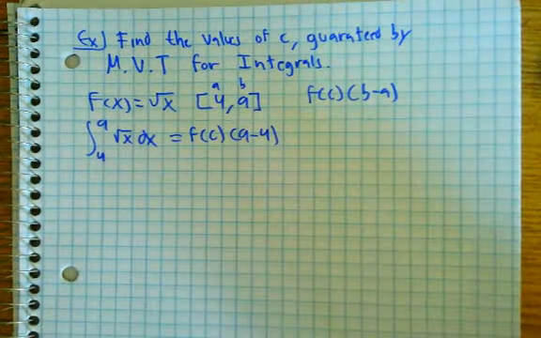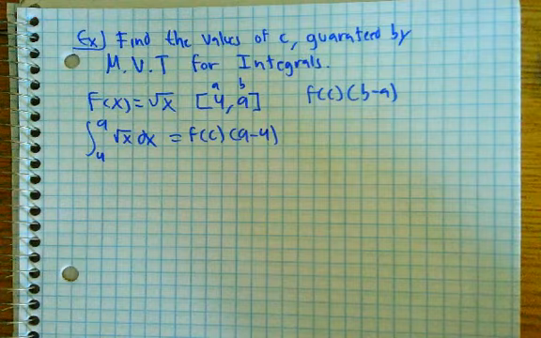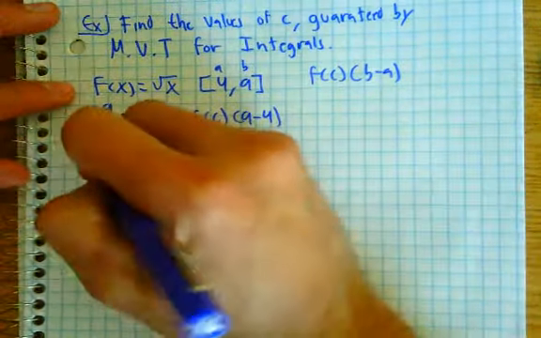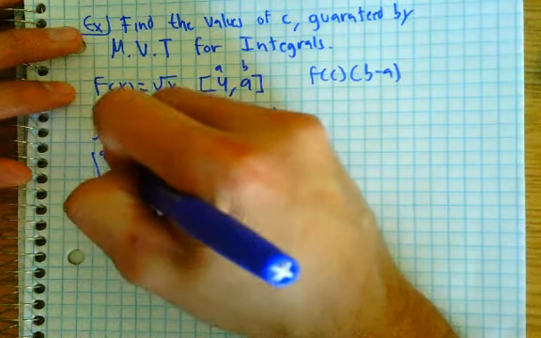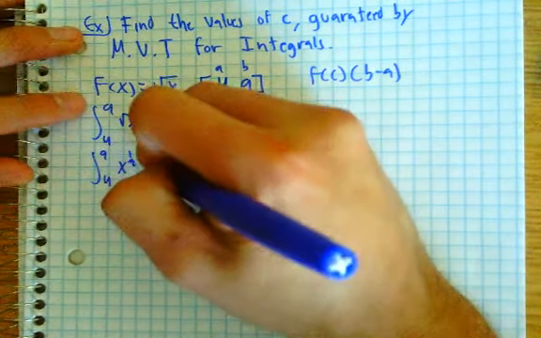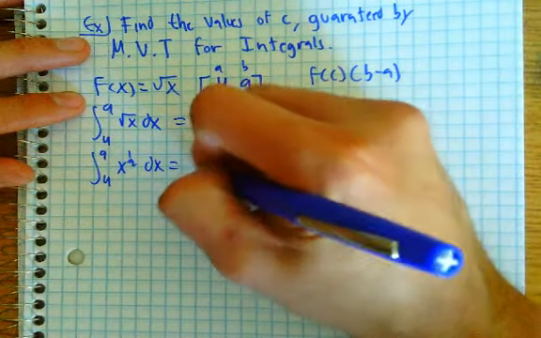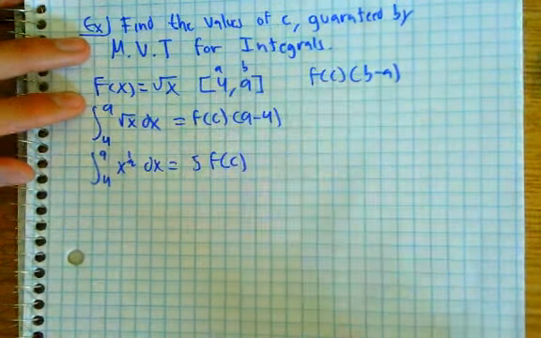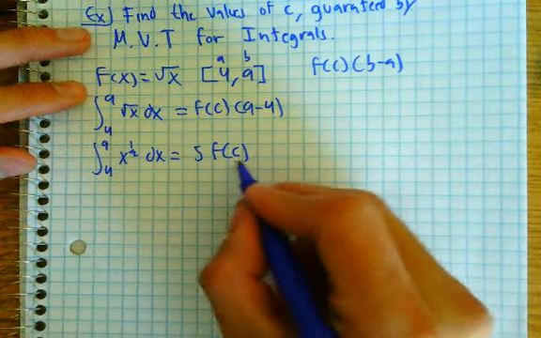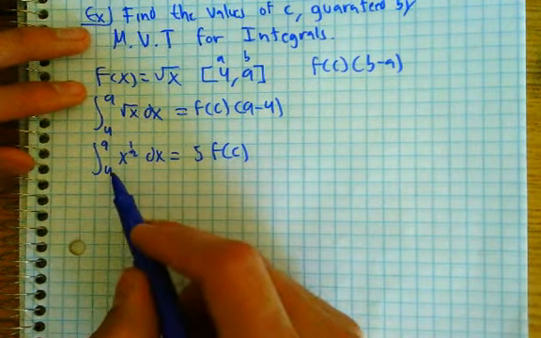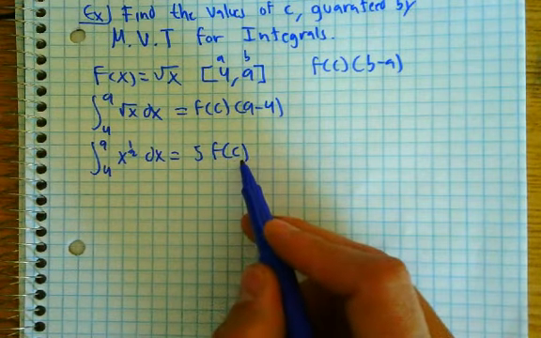Well, for the left-hand side, you should be able to apply your knowledge of calculus to integrate this. But I'm going to rewrite it just to make sure that you remember how to do this. So the integral from 4 to 9 of x to the 1/2 power dx is equal to 9 minus 4, which is 5, so I'm going to say it's 5 f of c. So we're interested in finding this value out.